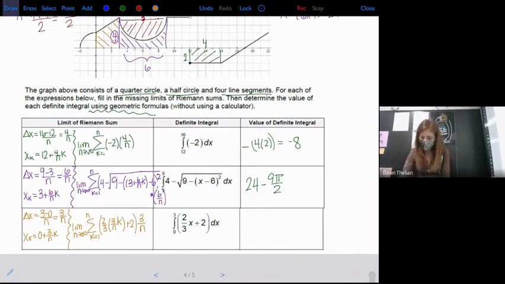Area formula for a trapezoid. I've got 2 parallel vertical bases of 2 and 4. And that makes the height the 3 boxes. The height is the perpendicular distance between those 2 bases. So height over 2, parallel bases 2 and 4. So 3 halves times 6 is 9.